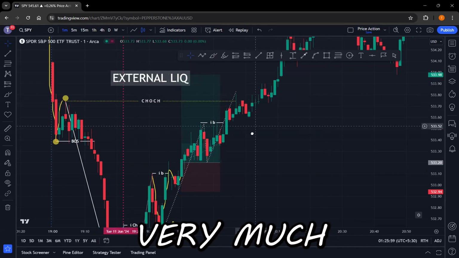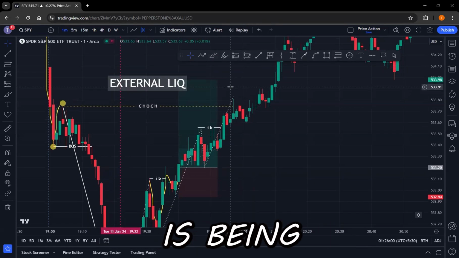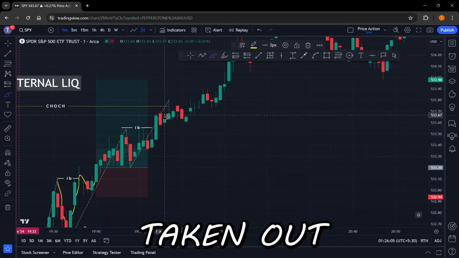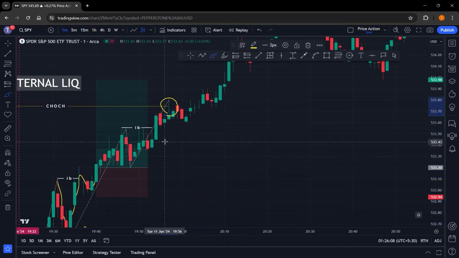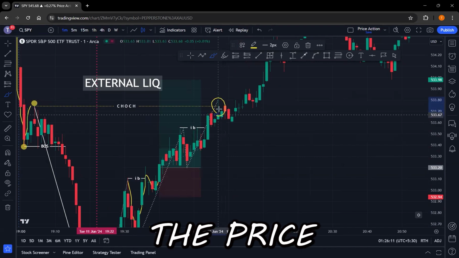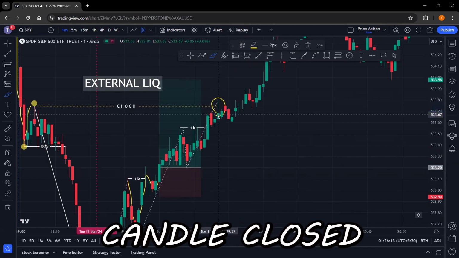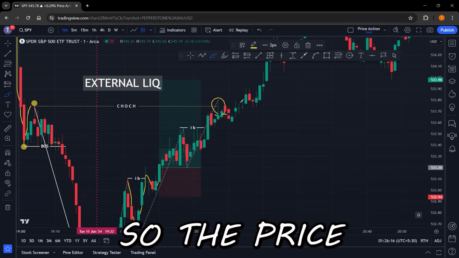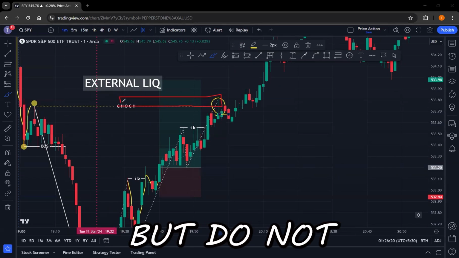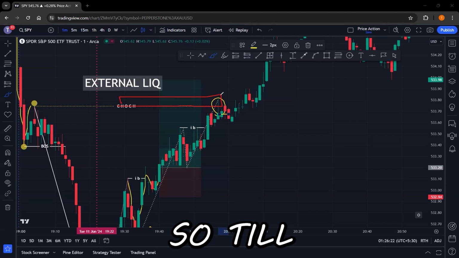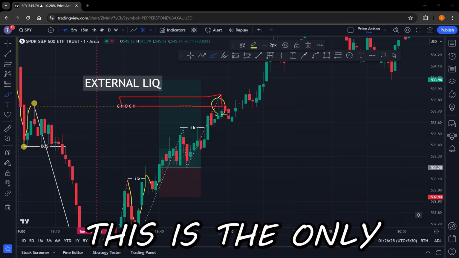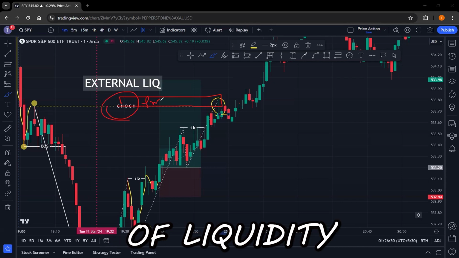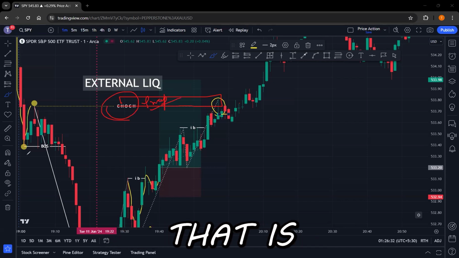Now, another point that you have to look at: since the external liquidity is being taken out, you have to identify whether this liquidity is being taken out by a wick or by a body confirmation. If this is a wick, as you can see the price went up and then back down and the candle closed over here, that means this is a sweep, or you can say a wick out. The price is only interested in taking out this liquidity, but does not really want to go upside. So till the time the body is not confirmed, this is the only identification you have to watch out for: the price has really not given us a break. This is just a sweep of liquidity that is happening in the market.